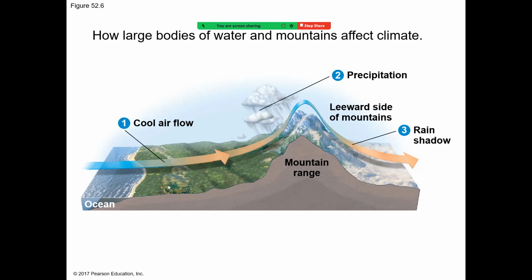So often you'll see lush and very fertile areas that we find on the side of the mountain that is towards the ocean. And then what's going to happen is that on the leeward side, we're going to have drier, more arid environments.